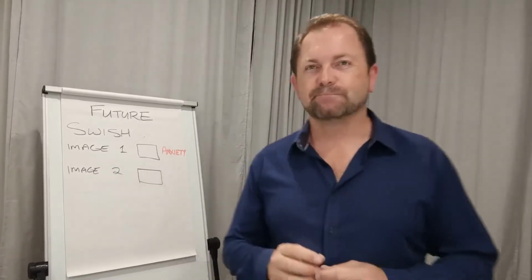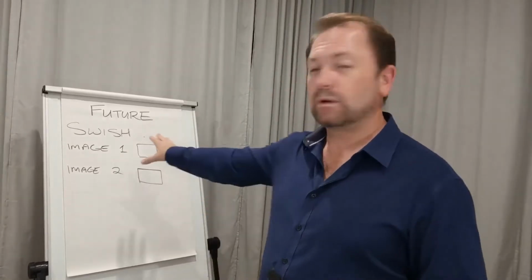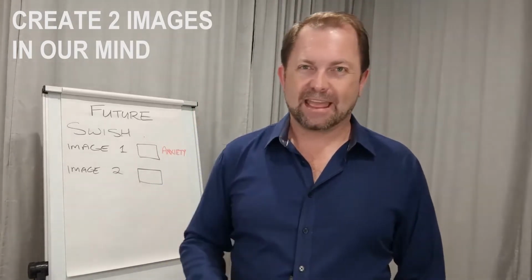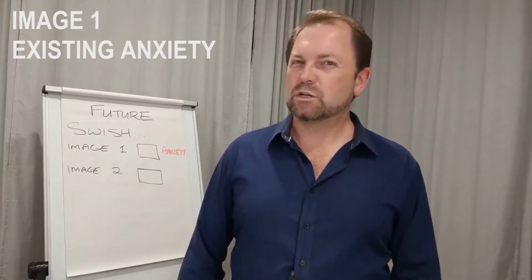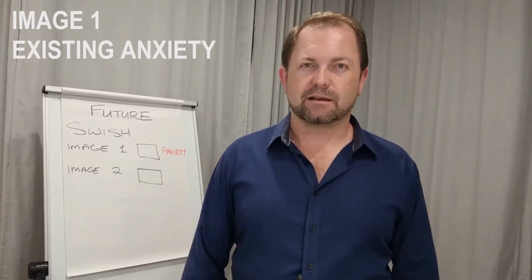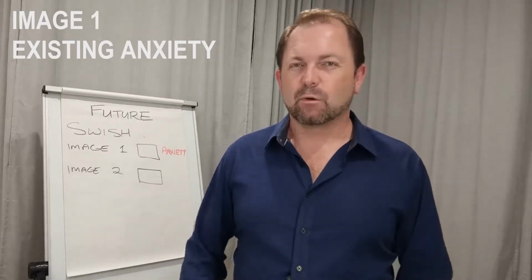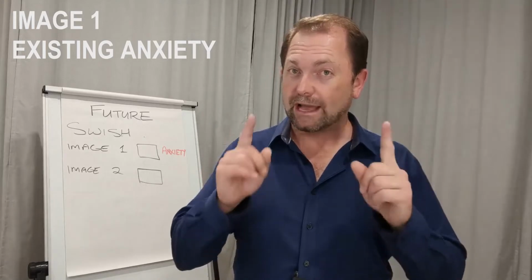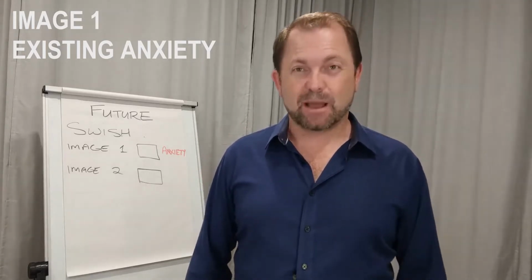And with the Swish Pattern, what we have is two images, image 1 and image 2. We're going to create these images in our mind. Image number 1 is the existing situation. This is often an image like biting your nails or something like that, something simple. But the Swish Pattern can go much, much deeper with a lot more preparation. But we're going to keep it simple today for anxiety and your anxiety antidote, the Swish Pattern.